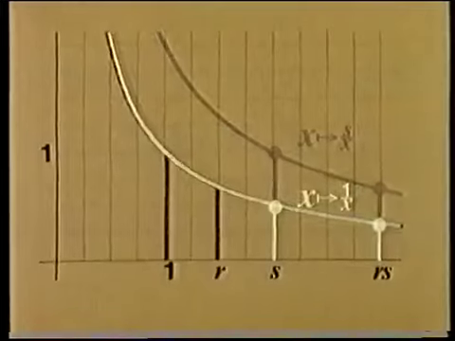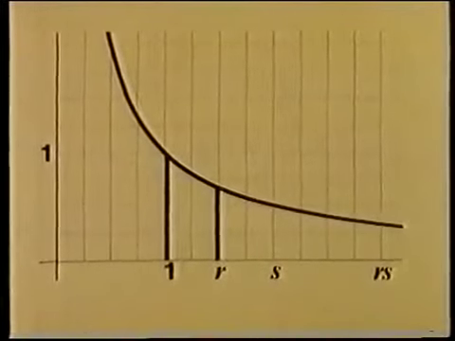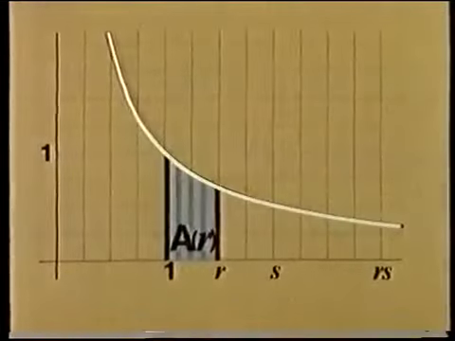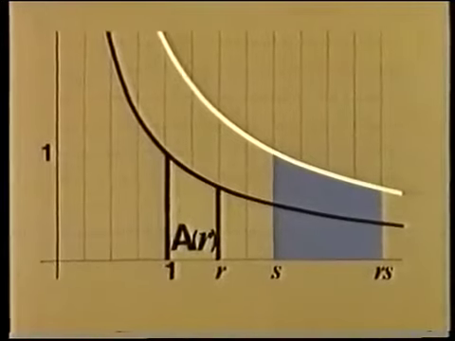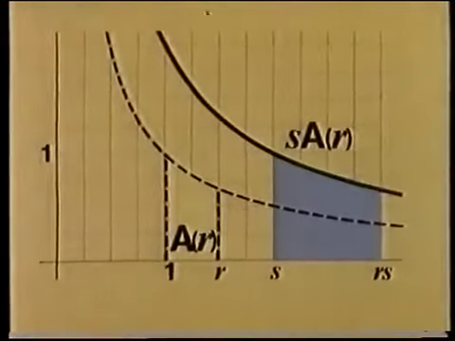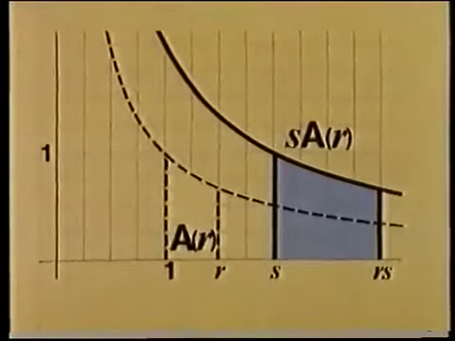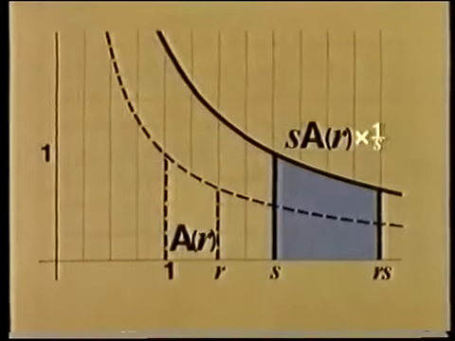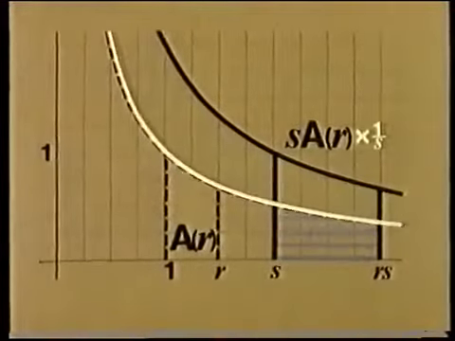Now, let's see that again. But this time, concentrate on the area from 1 to r. When we scale by s in the x direction, the area gets multiplied by s. And when we scale by 1/s in the y direction, the new area will get multiplied by 1/s. So we end up with A of r again.